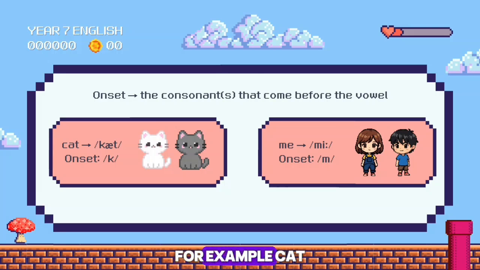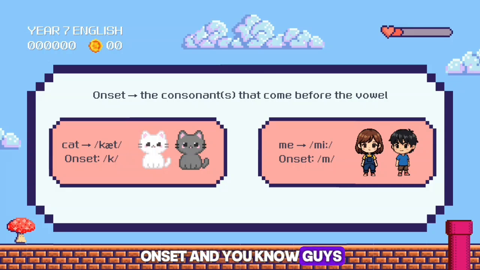For example, cat. For this word, the onset is k. So why is k the onset? Because the onset is always the consonant sound that appears before the vowel sound. So k is the onset. Another example is me. The onset is m. Because the first sound we produce before the vowel is m. So m is the onset.